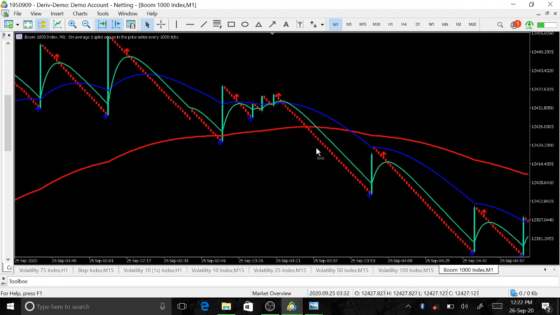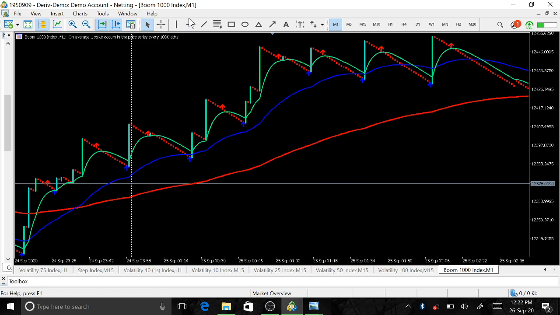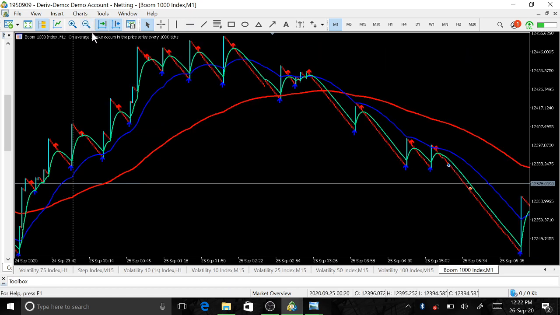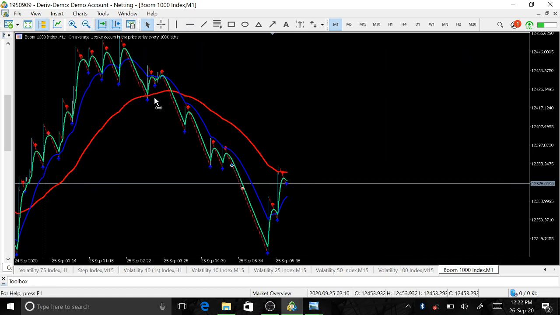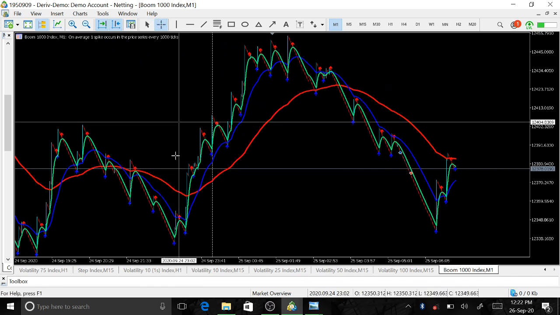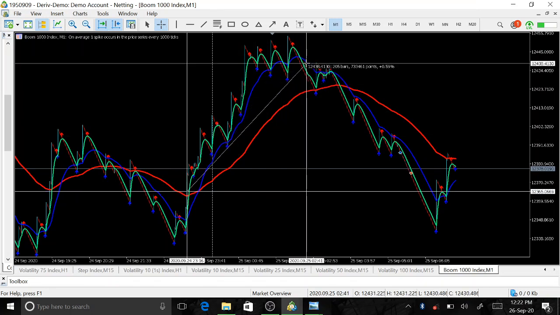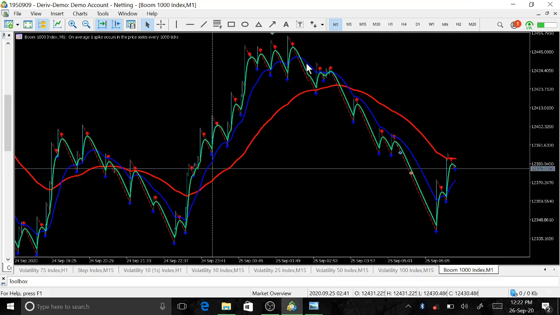And when the market is above the 200 EMA, that means the bulls are in control. You can see the spikes that came out when the market went above the 200 EMA. Look at the kind of spikes that came, meaning the bulls took control of the market. So immediately the market went above the 200 EMA, it means the bulls are trying to get control of the market.